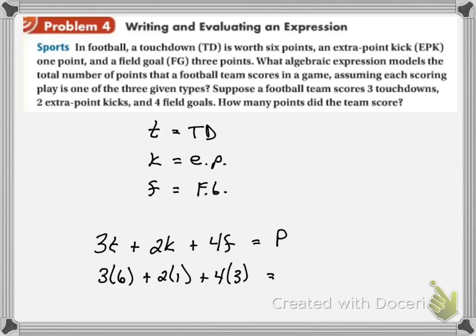Again, working left to right with the multiplication first, you get 18. Don't do the addition yet. 2 times 1 is 2. 4 times 3 is 12. Add them all up, you get 32 points.